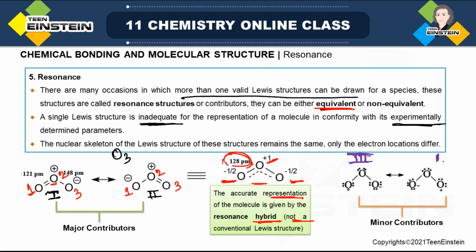Now 3 and 4, if you compare with these two, they are also equivalent individually. I am not saying they are equivalent to 1 and 2, but 3 and 4 are equivalent on one side, and 1 and 2 are equivalent on the other side. And 1 and 2 together, because these two are equivalent, are the major contributors. Then 3 and 4 are also equivalent, but they are minor contributors. Now both these resonance structures, you cannot say that they are not valid. They are actually valid. You can draw them.